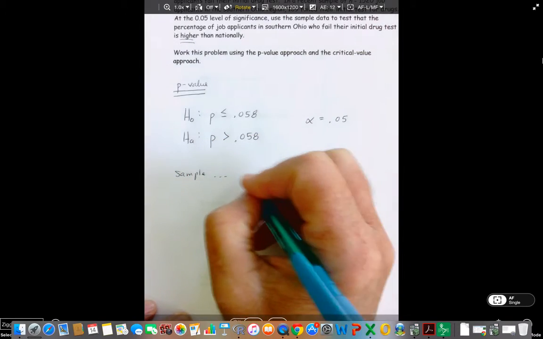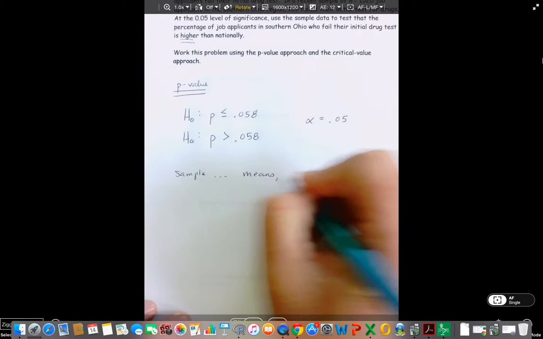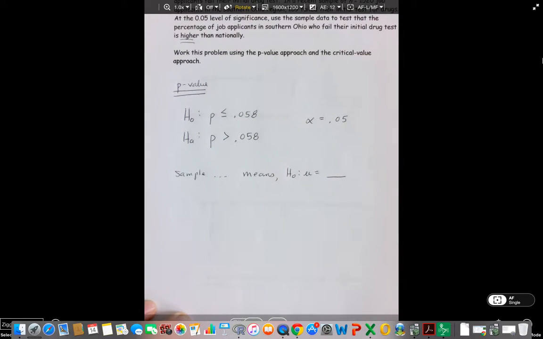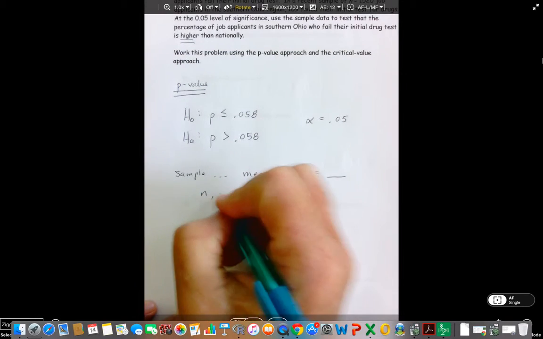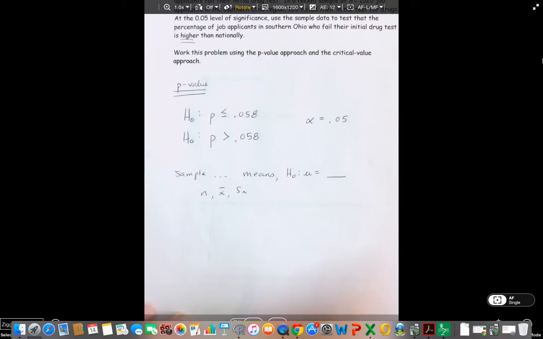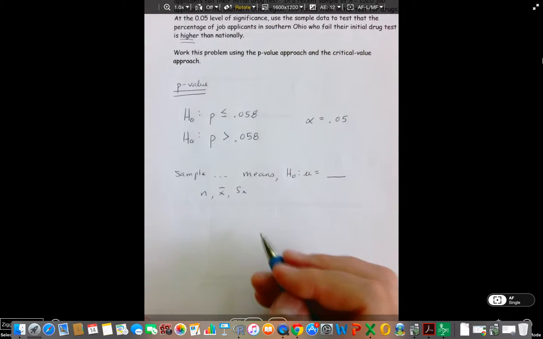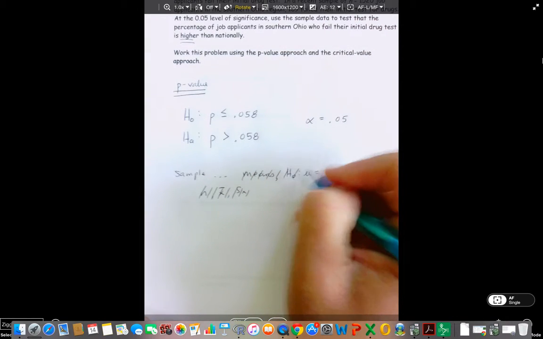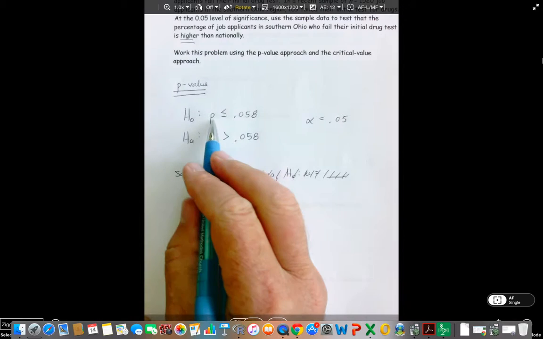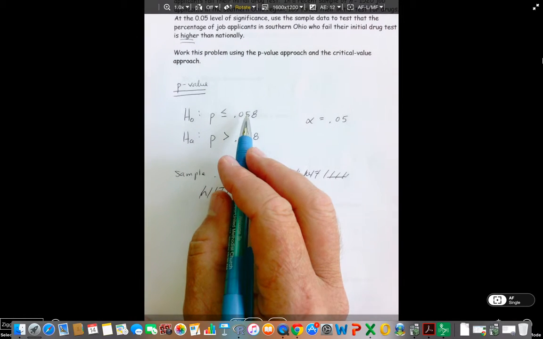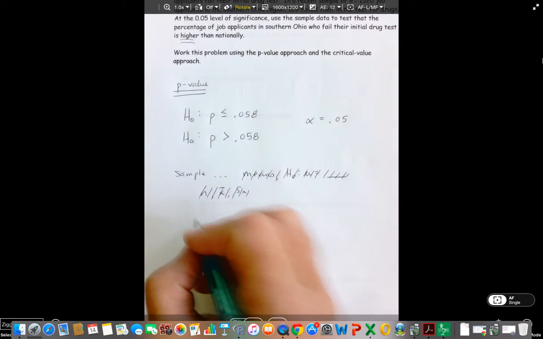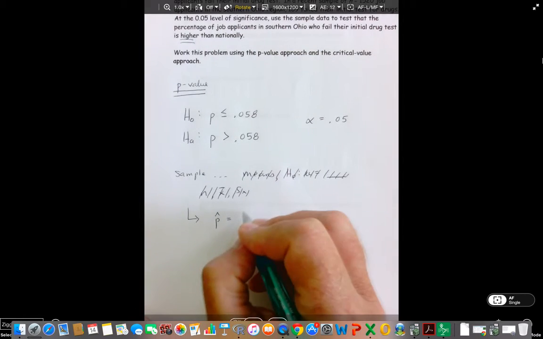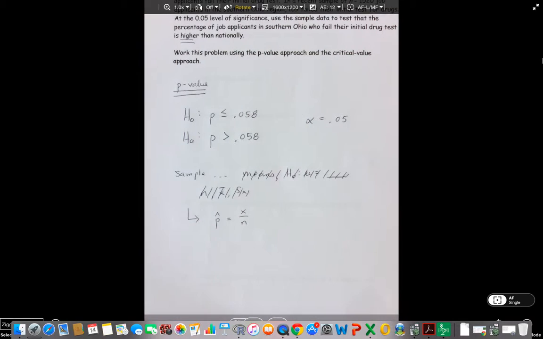And guys, for means, for testing the mean equal to, you will have n, x bar, and your standard deviation. But you're not doing one of these. You're not testing mu equal. You're testing that the percentage, 5.8%. So your sample in this situation is p hat as an x over n.